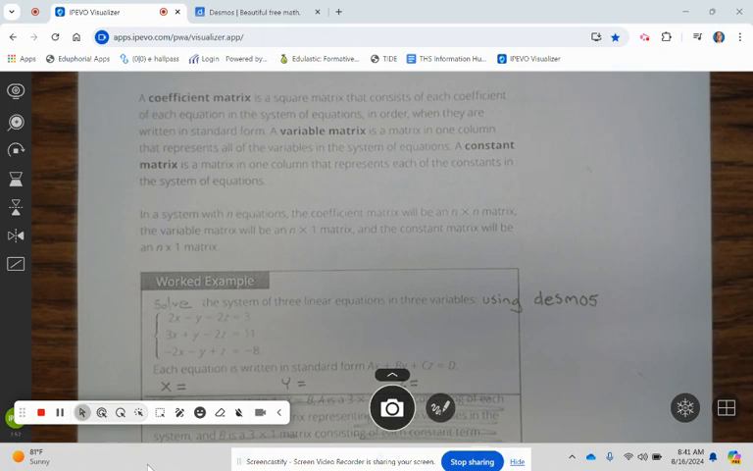In a system with n equations, the coefficient matrix will be an n by n matrix. The variable matrix will be an n by 1 matrix, and the constant matrix will be an n by 1 matrix.